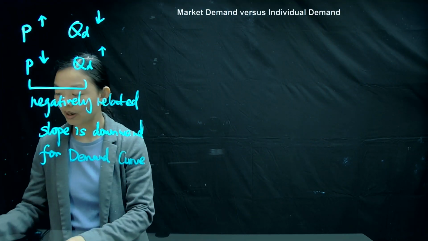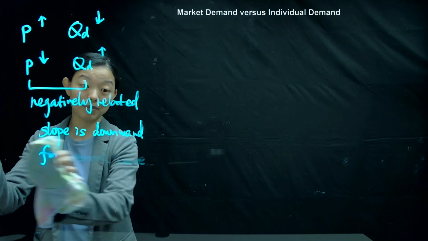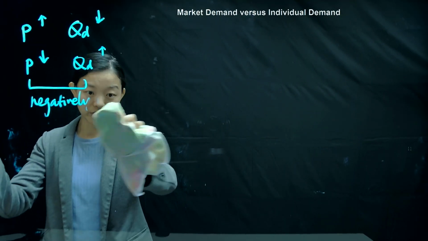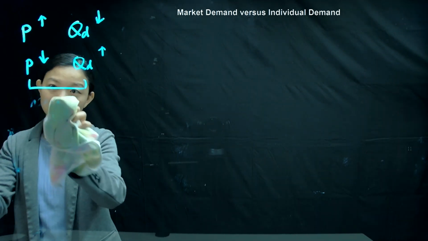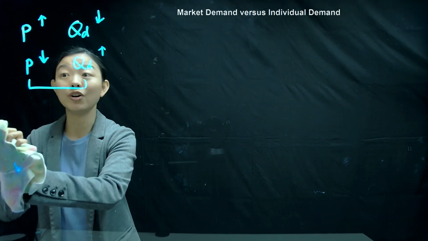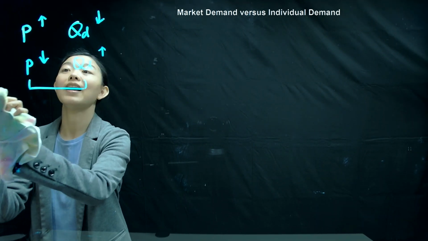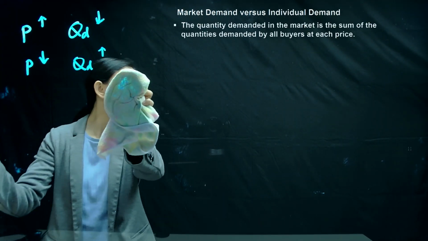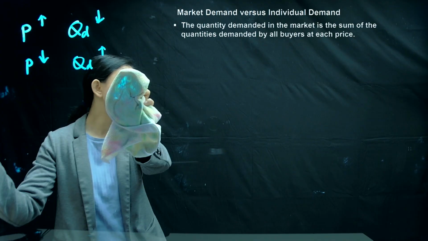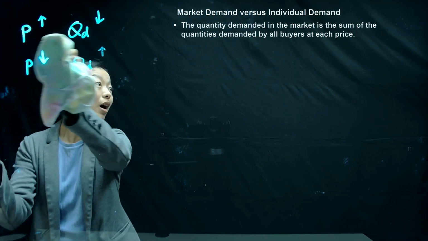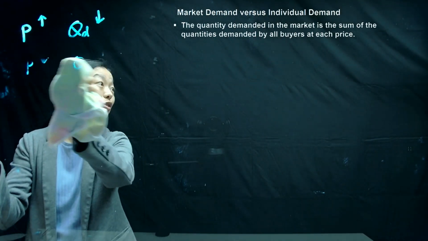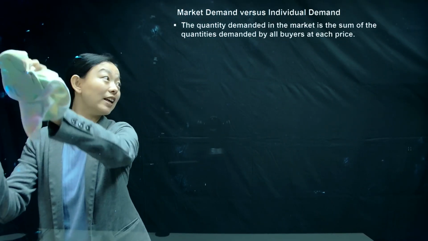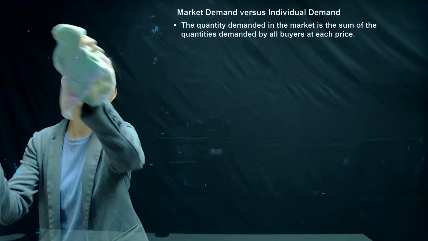Now let's look at market demand versus individual demand. This one is very straightforward. Market demand is just the summation of all individual demand at a certain price. That is to say, the quantity demanded in a market is just the sum of the individual demand by all buyers at each price.